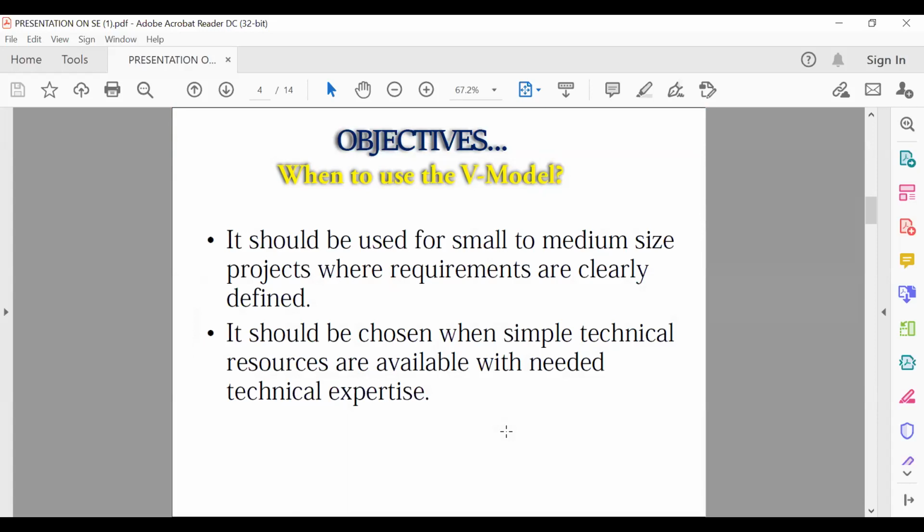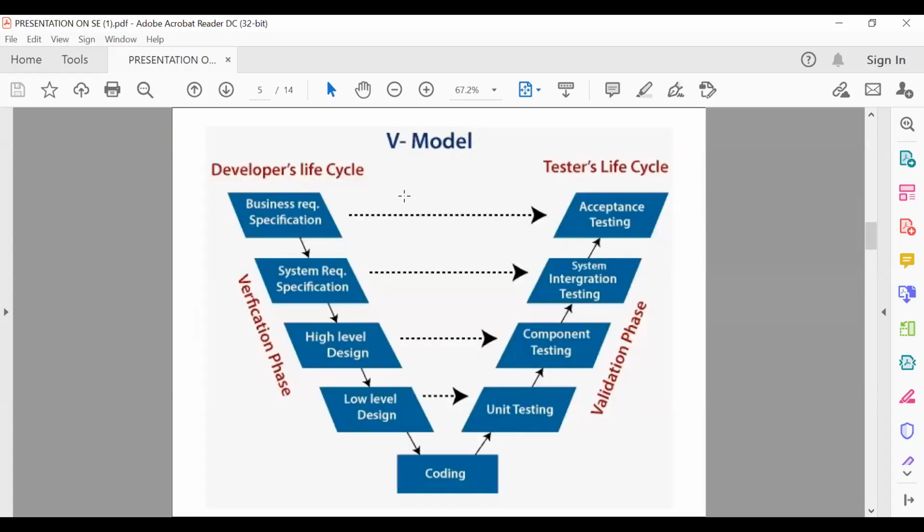So it should be chosen when simple technical resources are already available with the needed technical expertise. Coming to the figure of the V model, you can see it's shaped like a V. One part is the verification phase and the second part is the validation phase. It's divided into the developer's life cycle, and the second phase is the tester's life cycle.